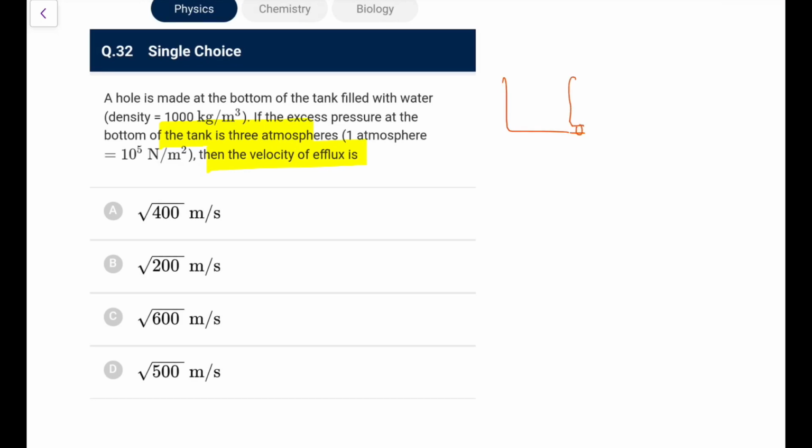This is the hole. What we have there is atmospheric pressure, and here we have excess pressure. That means the difference of the two is given as 3 PATM. So let it be 1, let it be 2.